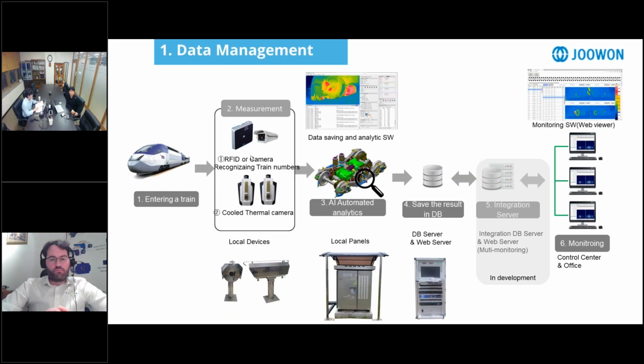Here is the system configuration. This system is fully automated. First, the train enters, and we can figure out the train's number by using RFID or a camera, and we capture the temperature by using the cooled IR camera. That information goes to the AI analysis in the local panel, and then goes to the data storage, the data server and web server.